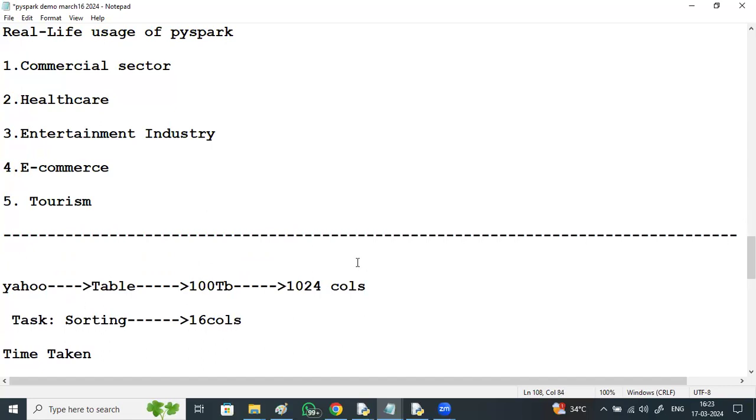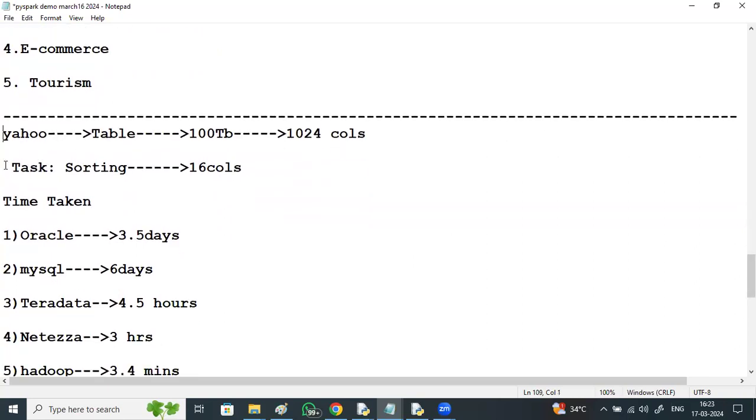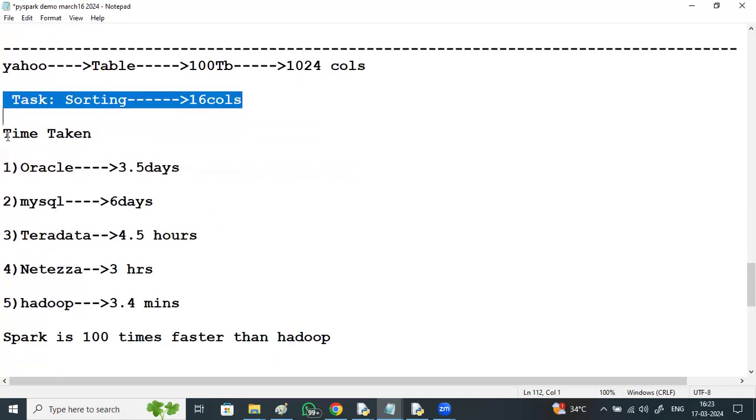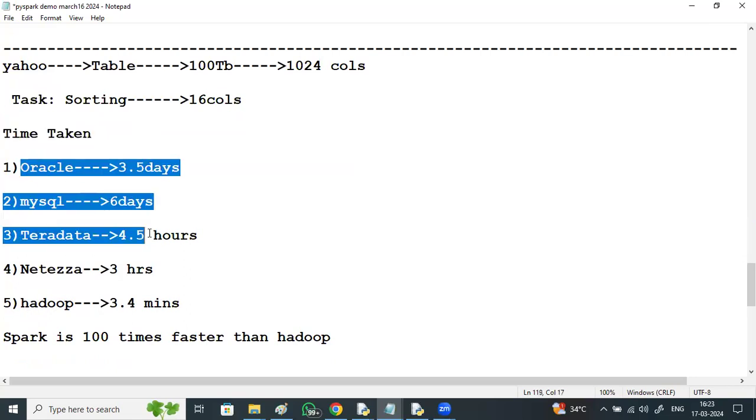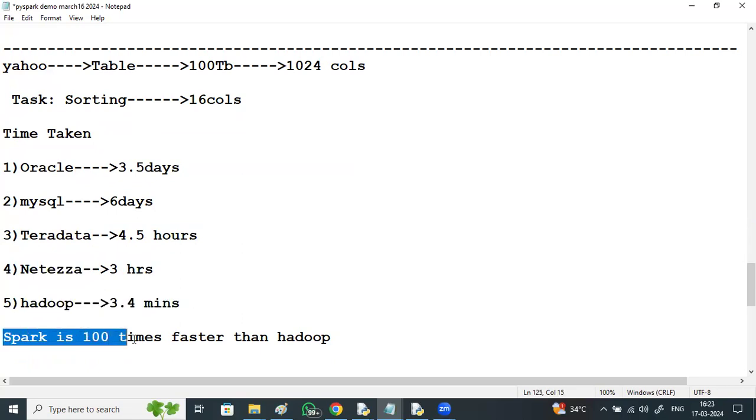As I was saying, just showing you how he has taken a table of 100 TB consisting of 1024 columns, and the task is sorting based on 16 columns. What is the time taken by different databases? Oracle has taken 3.5 days. MySQL has taken 6 days. Teradata has taken 4.5 hours. Hadoop has taken 3.4 minutes.